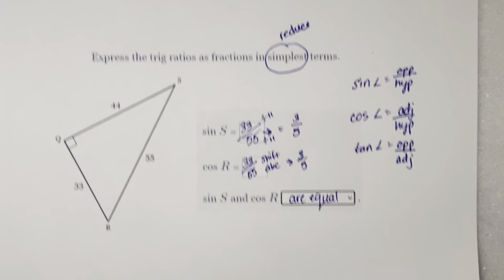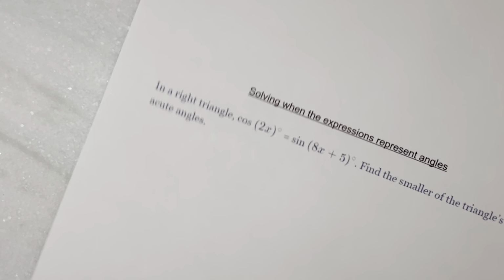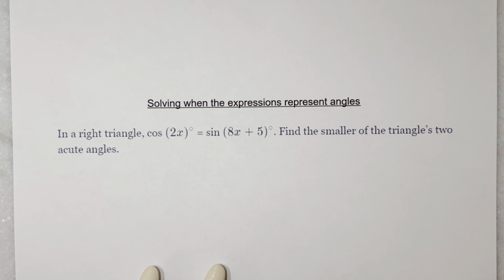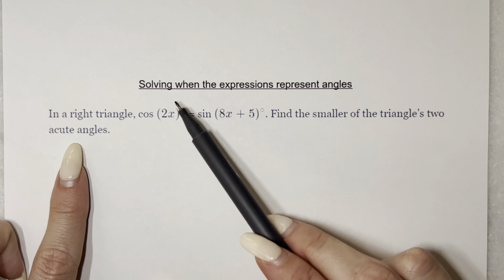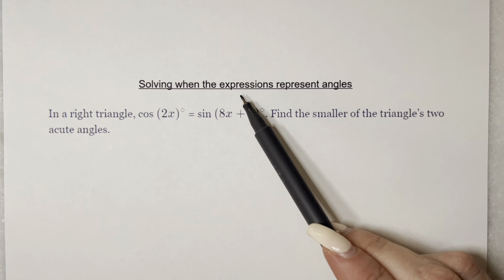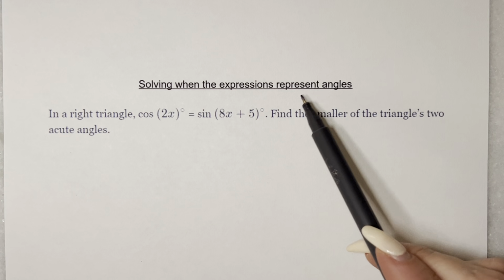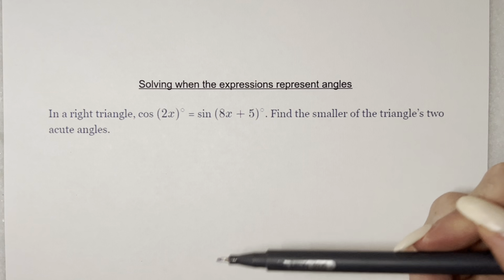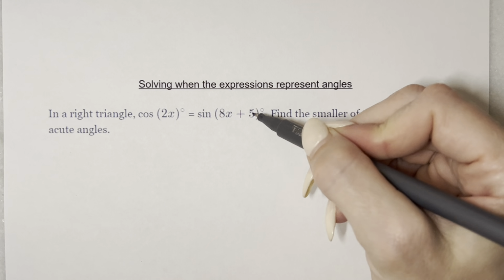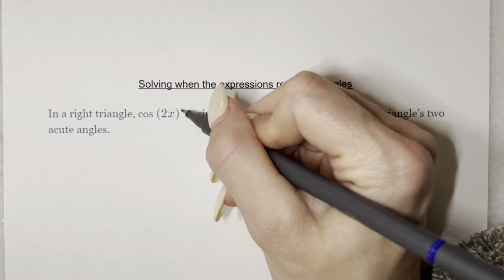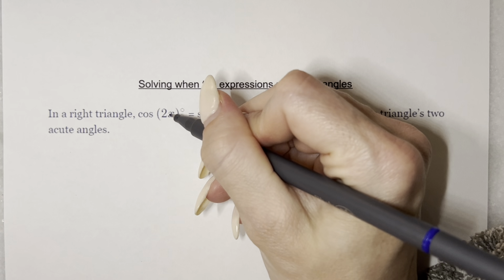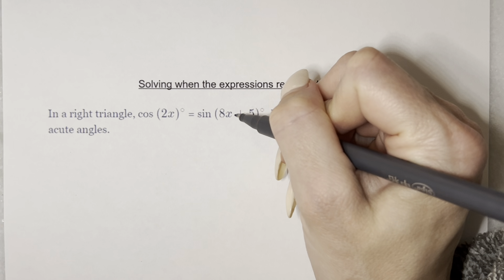Okay. Now sometimes they get a little more complicated and they ask you to use some algebra to solve some problems. So what we're going to be doing is solving when the expressions they give us represent the angles. The way that I know these expressions represent the angles is it's right after the word cosine and there's a little degree after it. So this is an angle and this is the other angle.